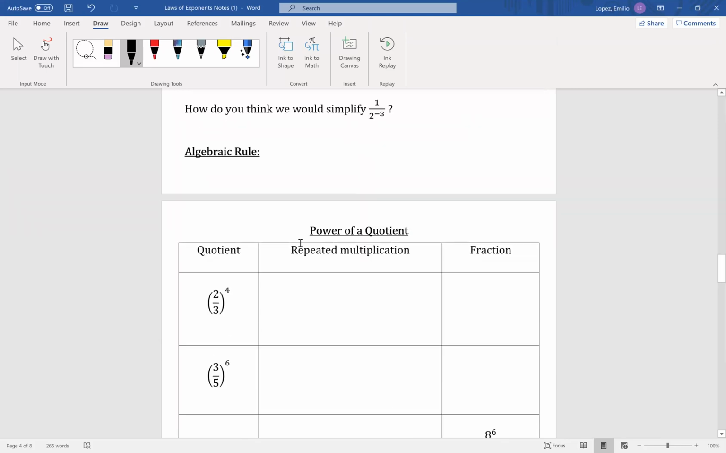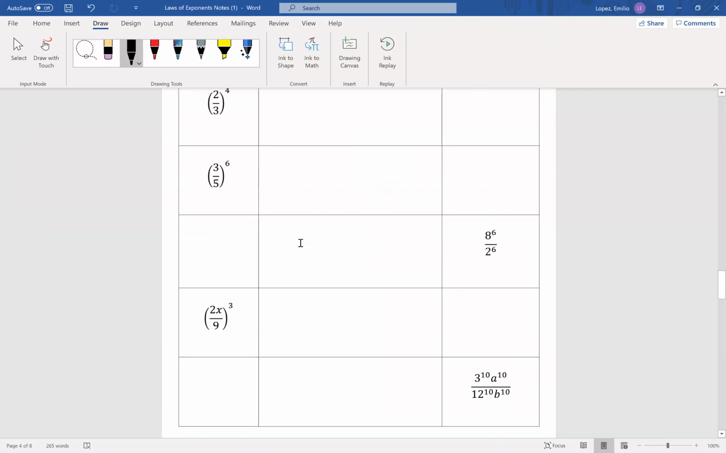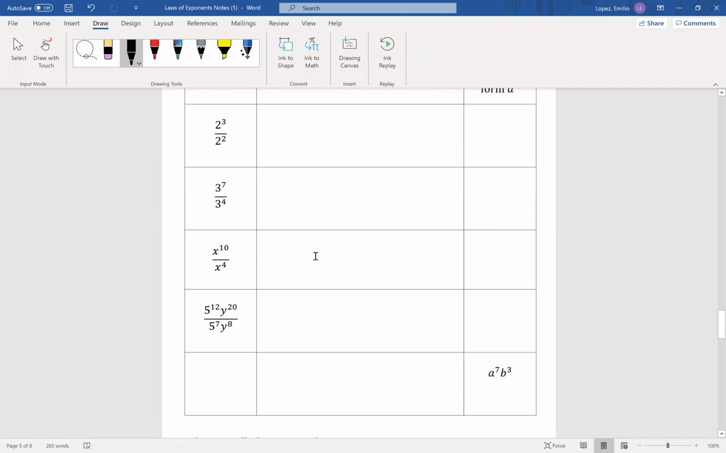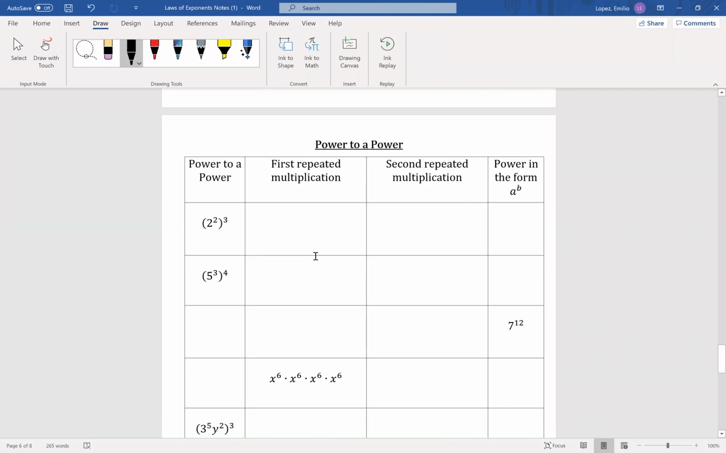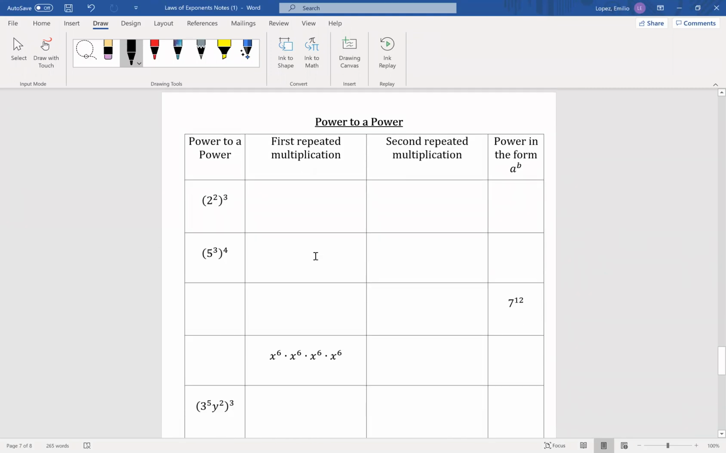Let's see, which one should we do next? Again, I'm going to be skipping around here so that it kind of follows and makes more sense. So let's do power to a power. So again, we're going to skip all this part right here. We're just going to really just focus in on how to get the answer.